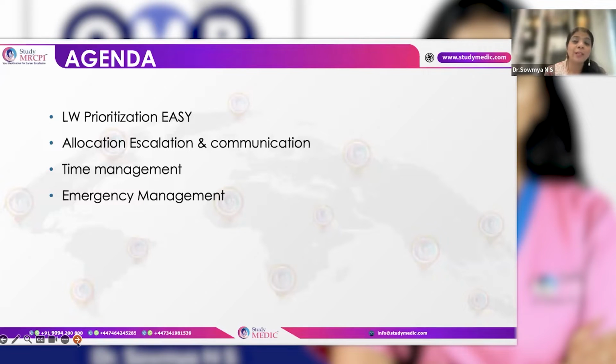So what is the agenda for today? Basically, today it is all about making your labor ward prioritization very easy, helping you understand how to go about time management, and how to manage so many cases, because before there used to be only 4, 5 or 6 in MRCPI OSCEs, but now they have made almost 10 cases which are evolving. Not every case, but let's see how I would be able to manage this time and do it like a task.